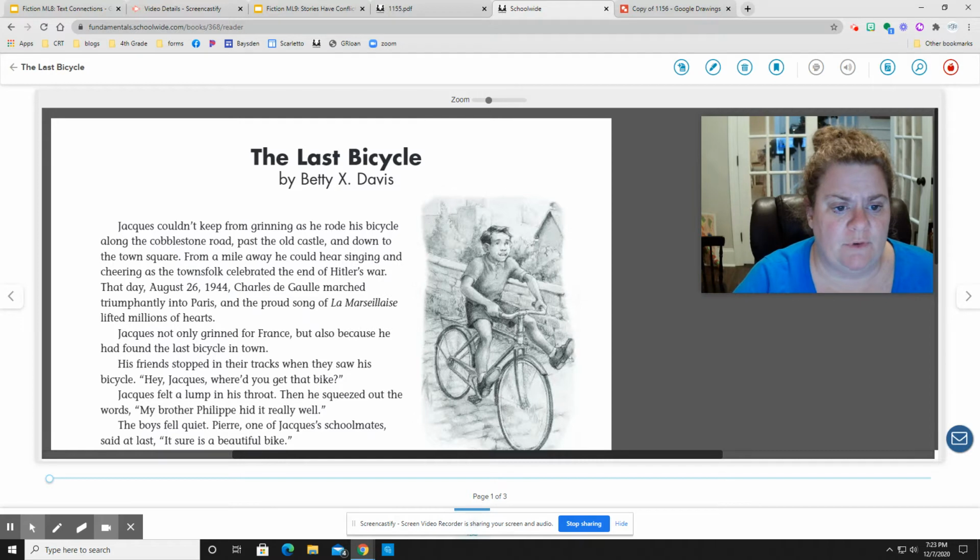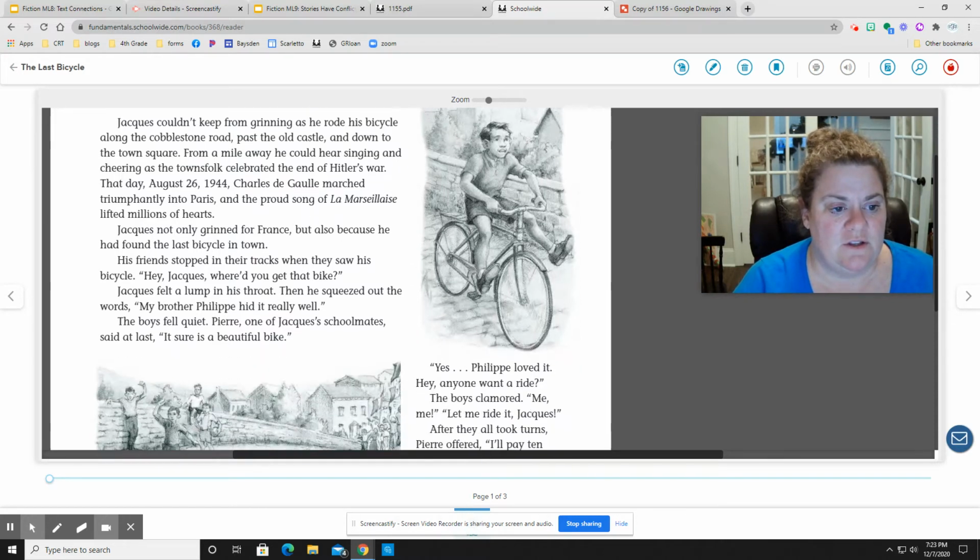Jacques couldn't keep from grinning as he rode his bicycle along the cobblestone road, past the old castle and down to the town square. From a mile away he could hear singing and cheering as townsfolk celebrated the end of Hitler's war. That day, August 26th, 1944, Charles de Gaulle marched triumphantly into Paris, and the proud song of the Marseillaise lifted millions of hearts. Jacques not only grinned for France, but also because he had found the last bicycle in town.